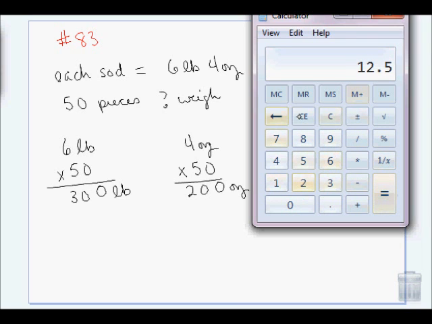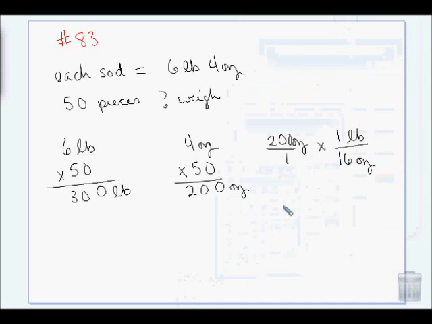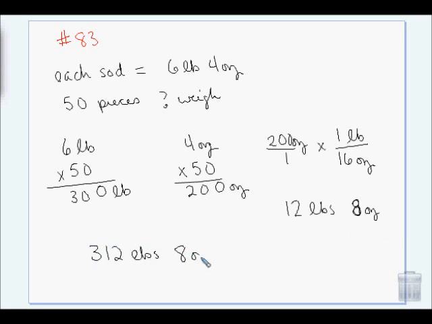So that's 12. So I'm going to get 12 pounds, and then that's 192 ounces. But I had 200 ounces, so there's 8 ounces left. So I get 312 pounds, 8 ounces.